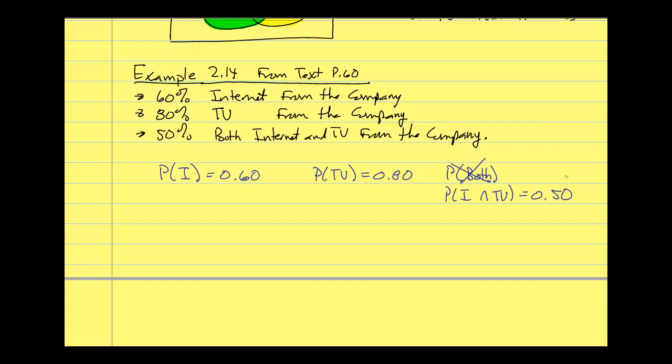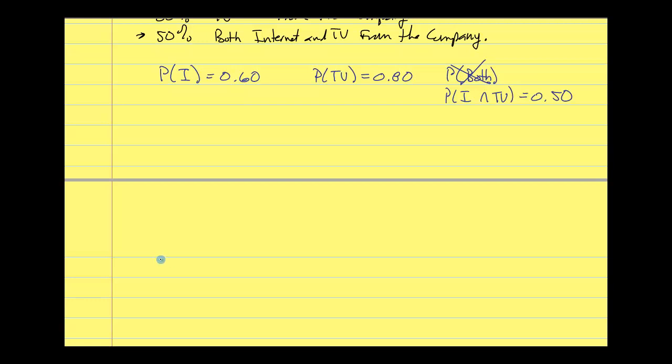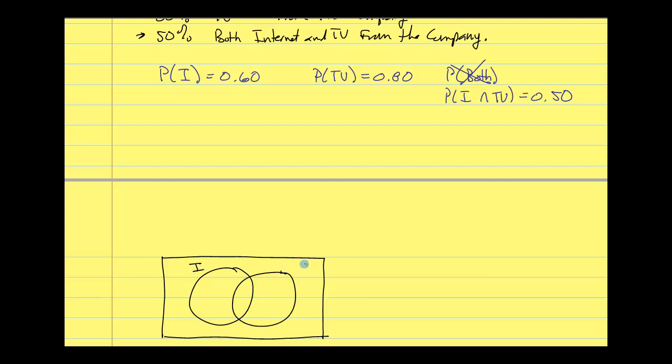Now from here, wouldn't it be nice if we could set out some sort of Venn diagram of what this is talking about? So let's go ahead and look at a Venn diagram, and with this Venn diagram we'll be finding some probabilities as well. So instead of events A and B like we've been writing, we're going to have internet and TV. If we look at internet, that basically means this circle makes up 0.6 of this Venn diagram. TV makes up 0.8, and I know that this piece right in the middle makes up 0.50. And that's a really good place to start.